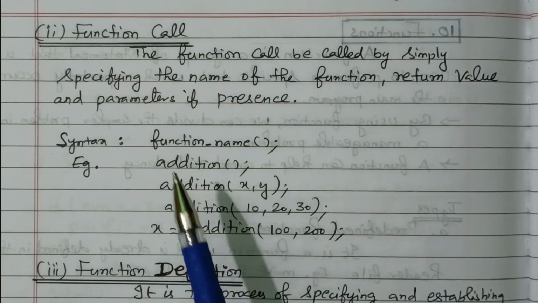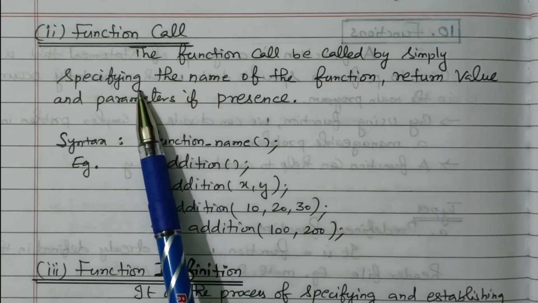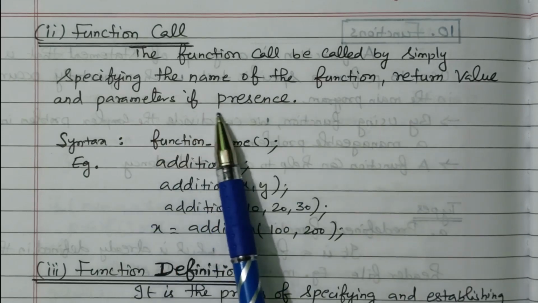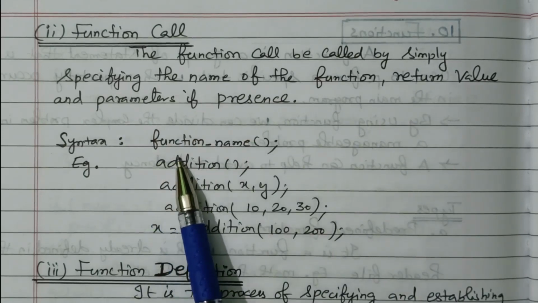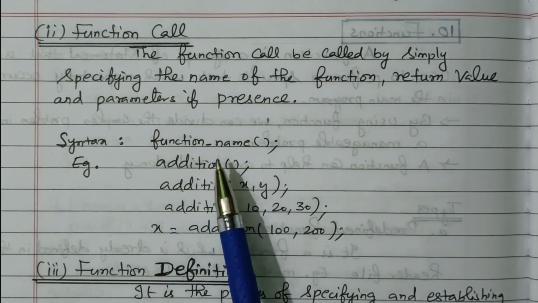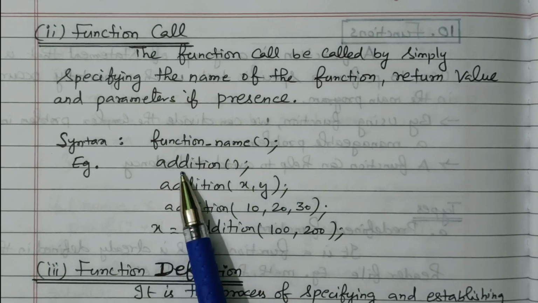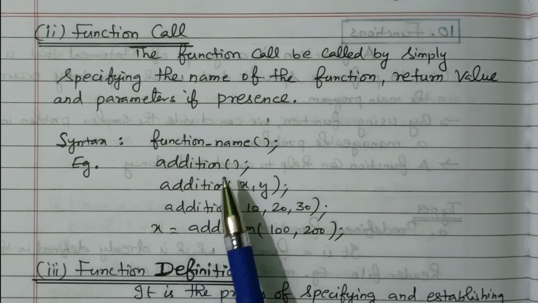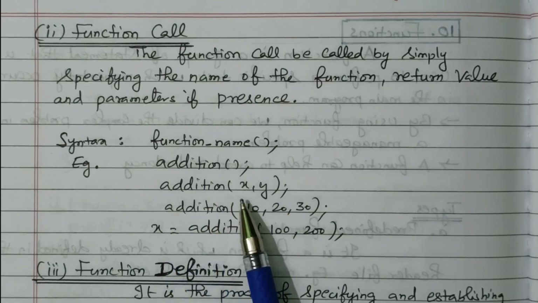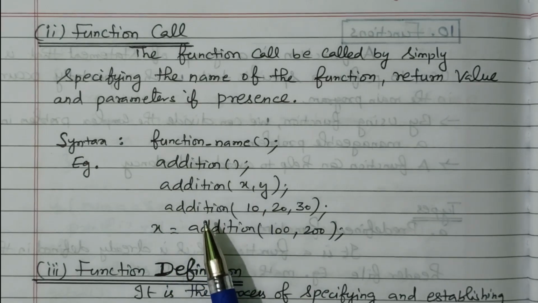The next element is function call. The function is called by simply specifying the name of the function, return value and parameter if it is present. So the syntax is function name. If we specify the function name, it means we are calling this function. For example, addition with empty brackets: the function name is addition, and we are not passing any parameter. Addition x comma y means we are calling the function with 2 parameters x and y. So this is called function calling.